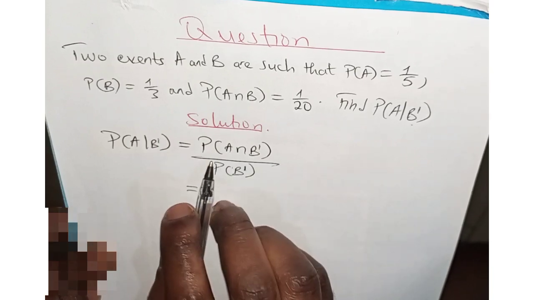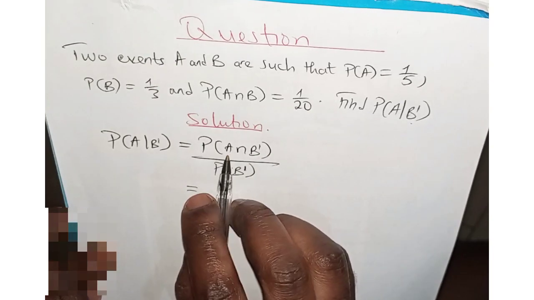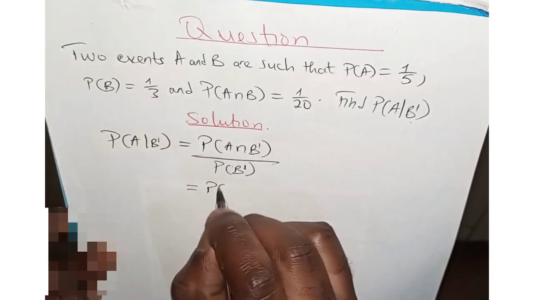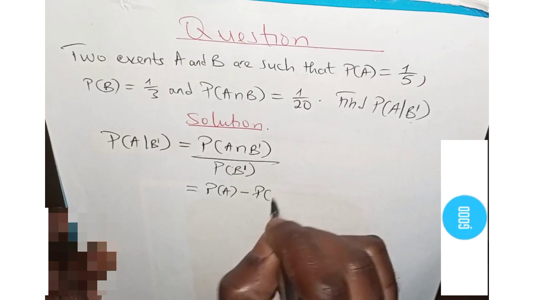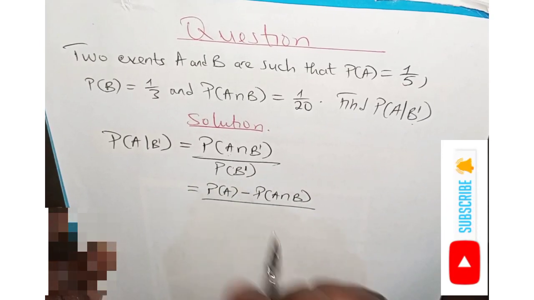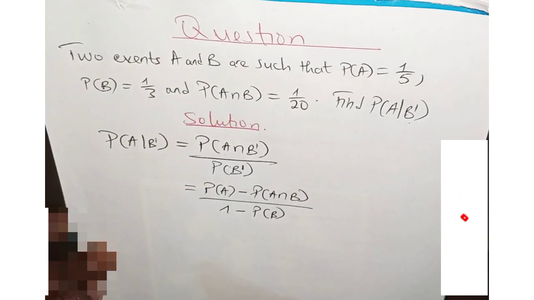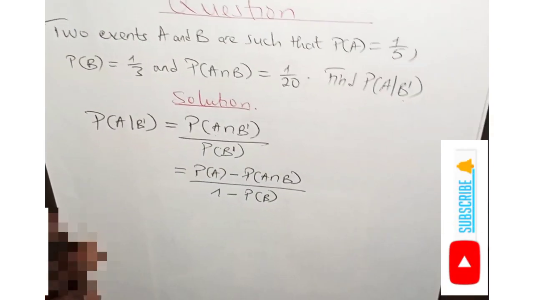To do so, we know that the probability of A intersection B prime is the probability of A minus the probability of A intersection B. And the probability of B prime is 1 minus the probability of B. So now we have all that we need.